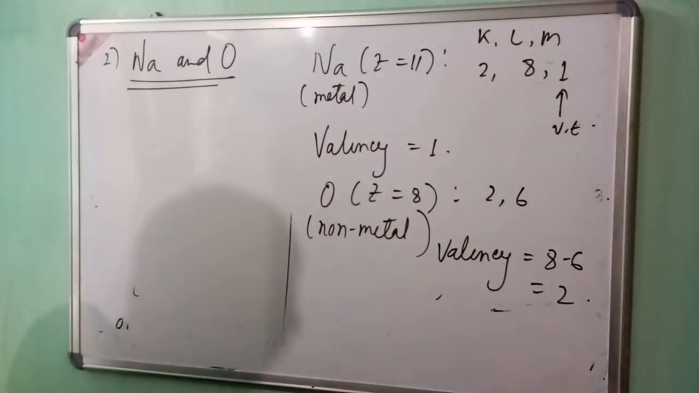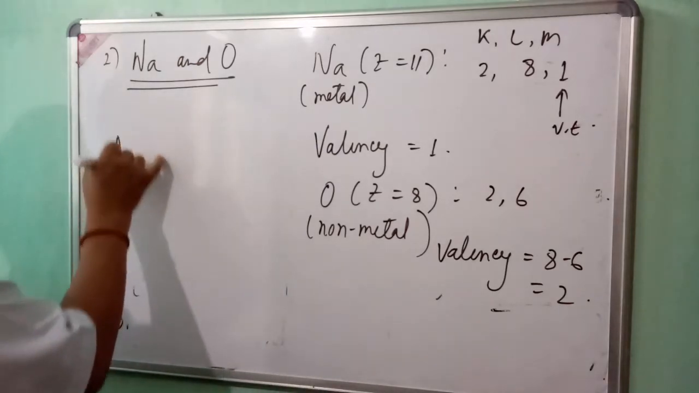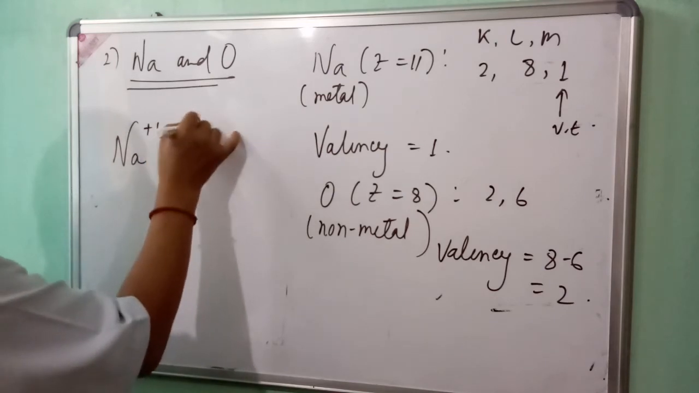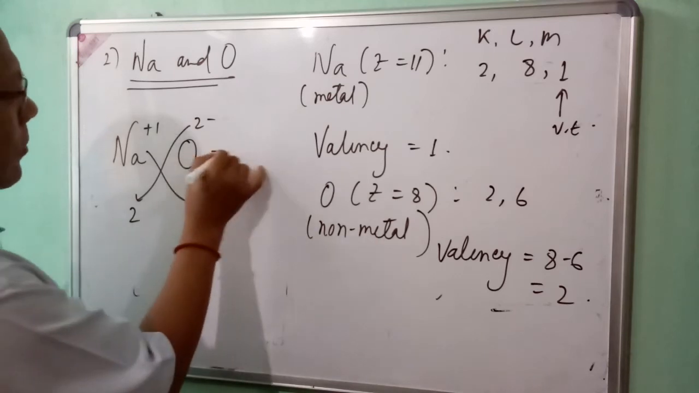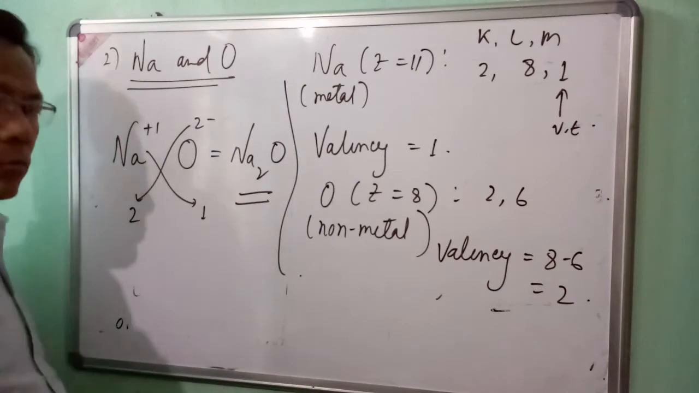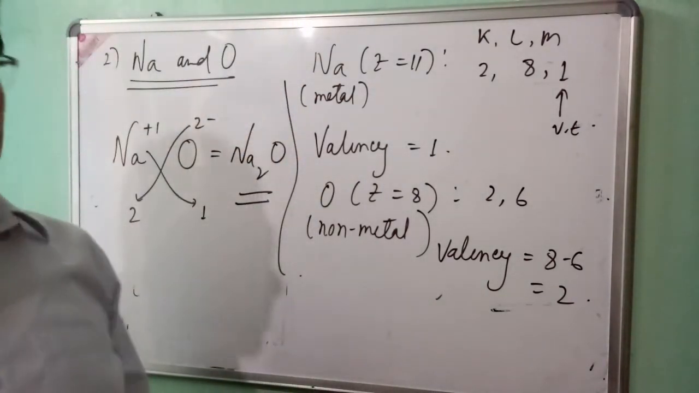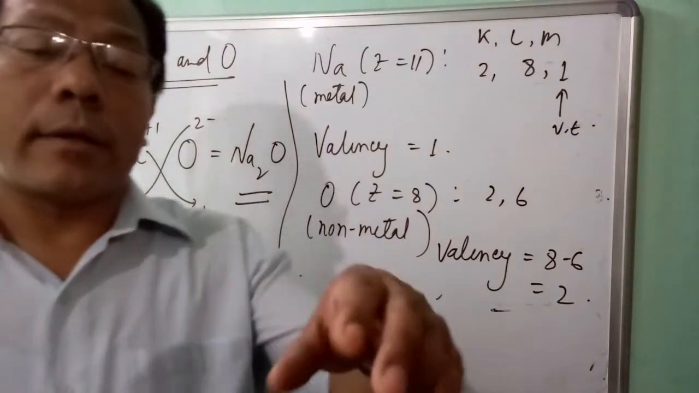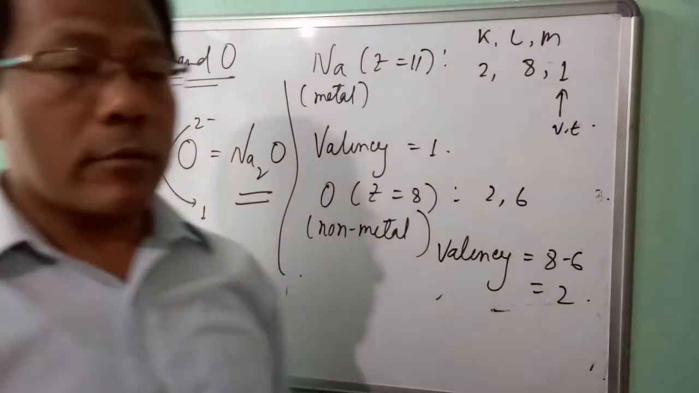So after knowing the valency of the respective atoms, we do valency crossing. Sodium has plus 1, oxygen has minus 2, and crossing the valencies, the formula of sodium oxide is Na2O. In Na2O, the ionic bond is present between the two sodium atoms and one oxygen atom.